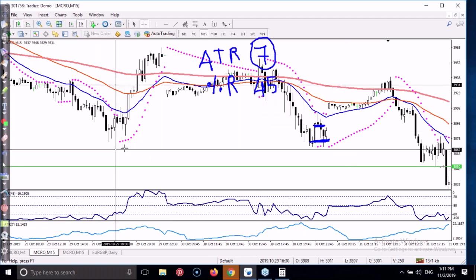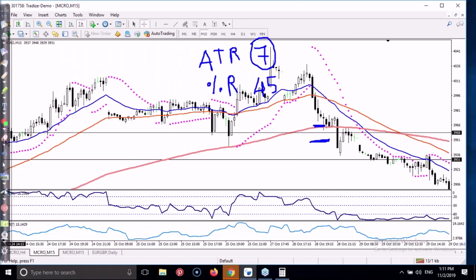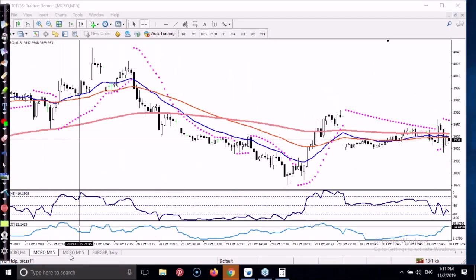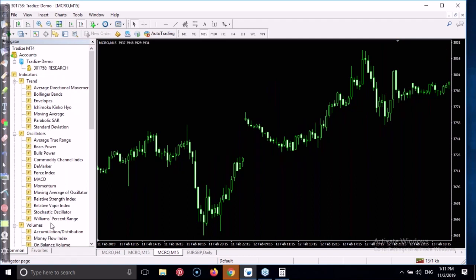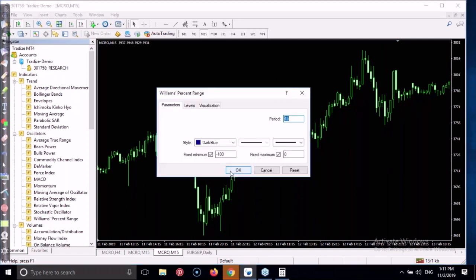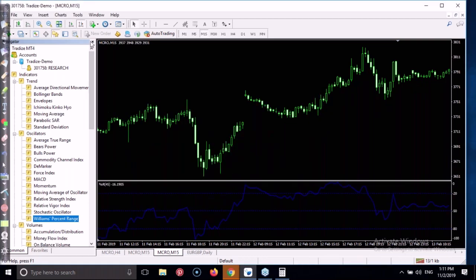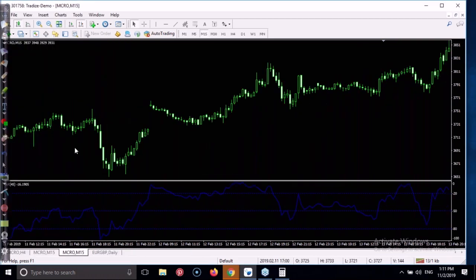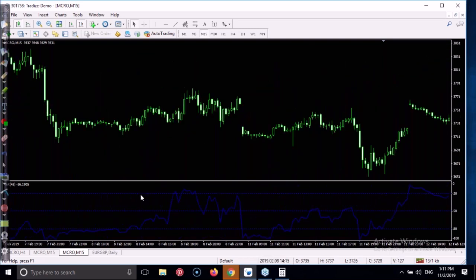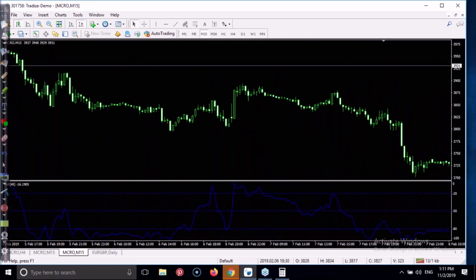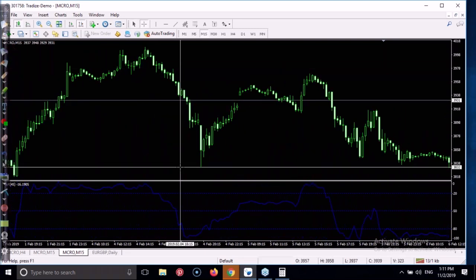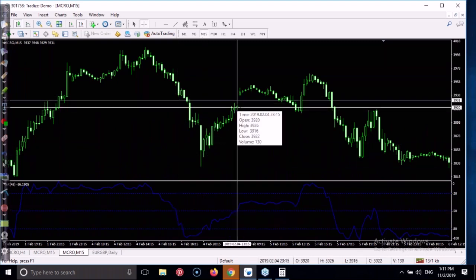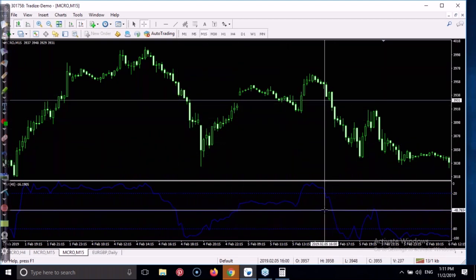Price dropped down, right? If you want to see previous market behavior, let me show you. Sorry, percentage R. I'm not talking about ATR right now. I'm talking about percentage R, Williams percentage R, 45 period. Now let's take a look at my data and see when they're running. So it always goes up. Broke, price drop. Broke, price drop down.